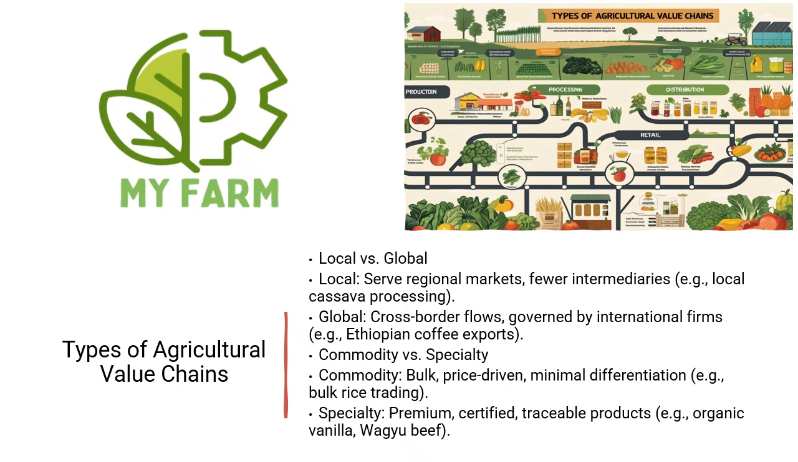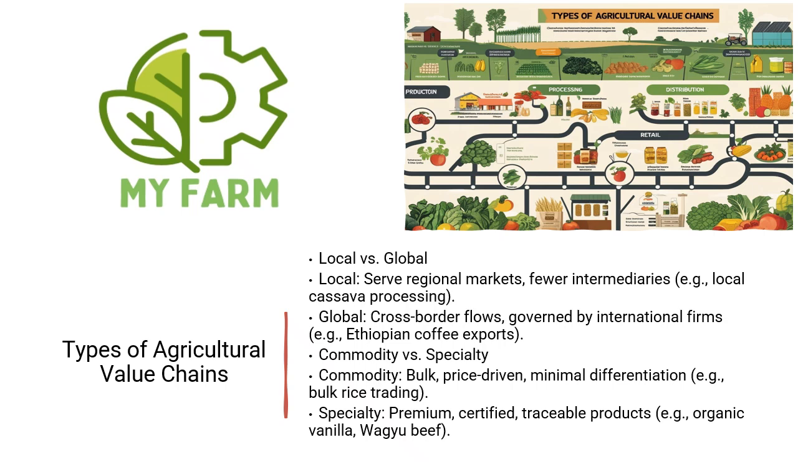Local chains serve regional markets with fewer intermediaries and shorter distances. Local cassava processing in West Africa exemplifies this model, with products consumed within the same region where they're produced. These chains often face fewer regulatory requirements but may have limited growth potential. Global chains involve cross-border flows and are often governed by international firms.